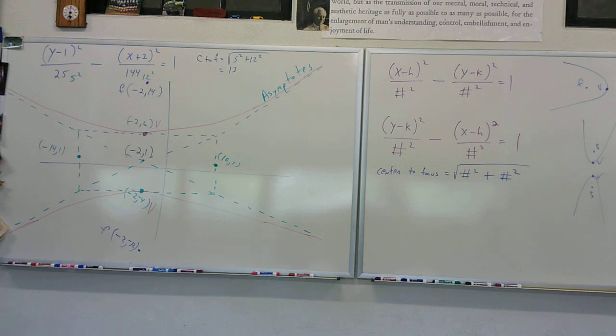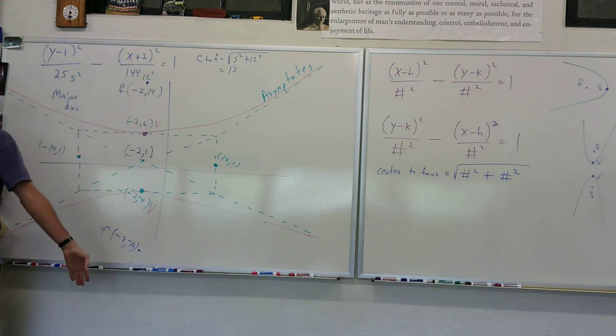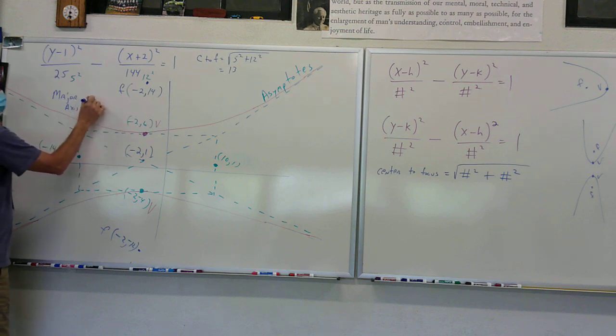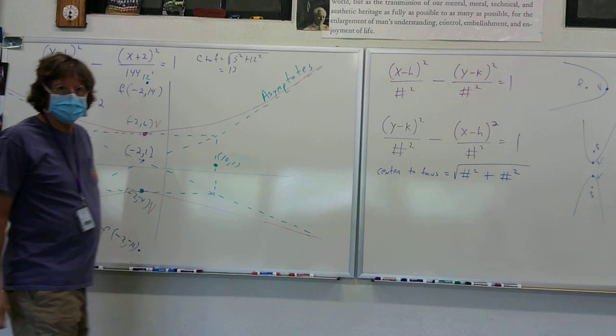Looks pretty good. Let's go ahead and mention this. Your major axis is not necessarily the longer axis. The major axis is the one that has the vertex, the center, and the foci on it. It has all the key information on it. So in this case, it would be what? X equals -2. Major axis, x equals -2.